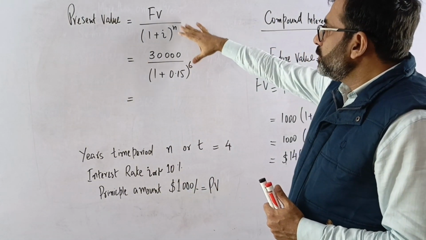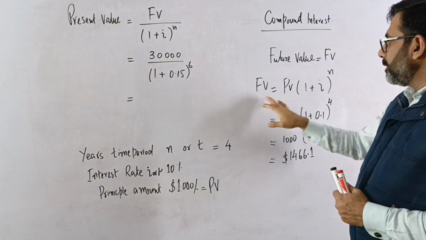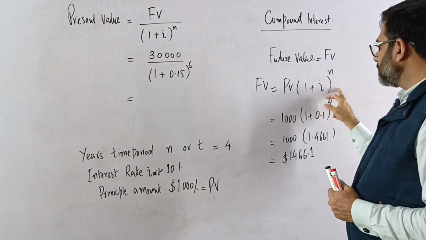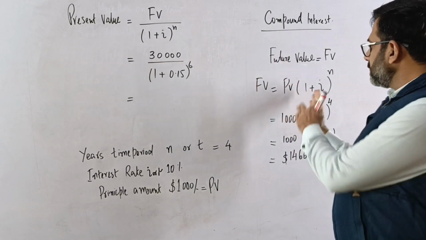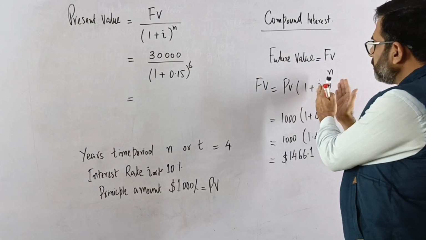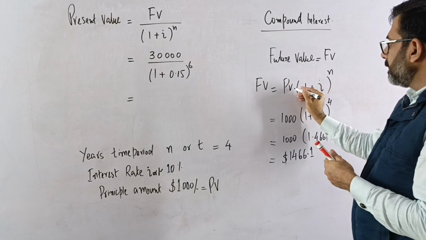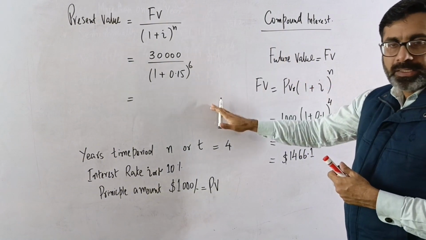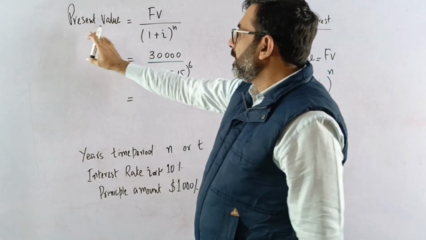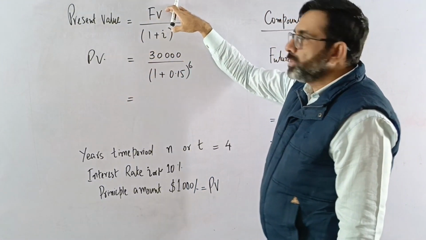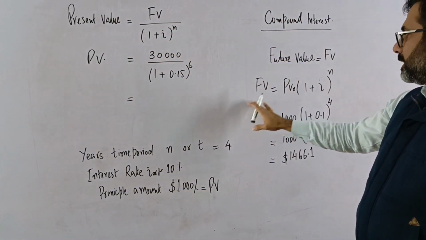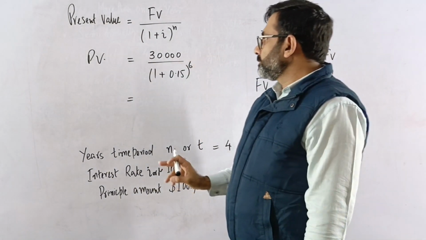Now, for the future value we have the formula: present value multiplied by 1 plus i raised to the power n. If we want to calculate the present value, simply we have to shift that term, because it is multiplying here, so it will go to the other side and be divided. So the present value formula, PV, will simply be future value divided by 1 plus i raised to the power n.